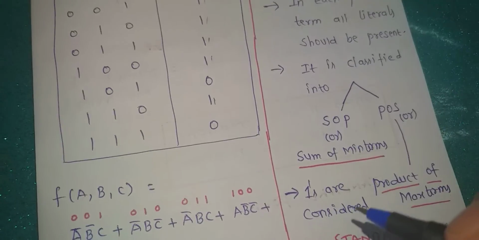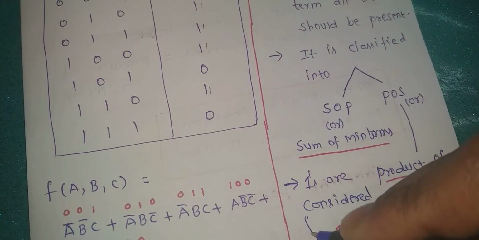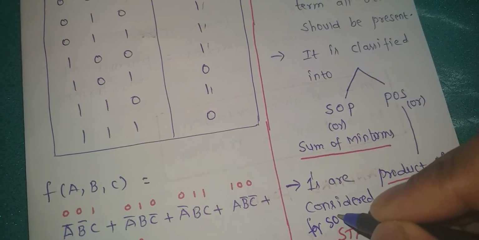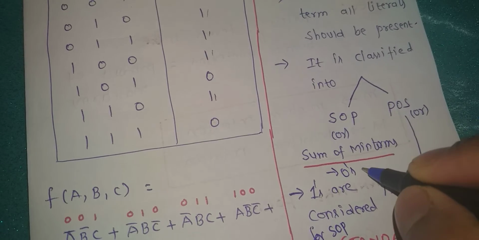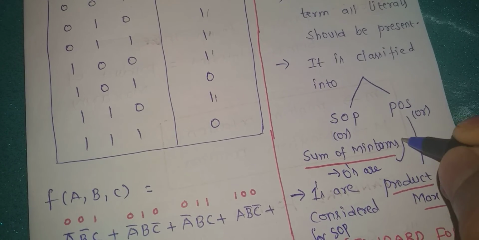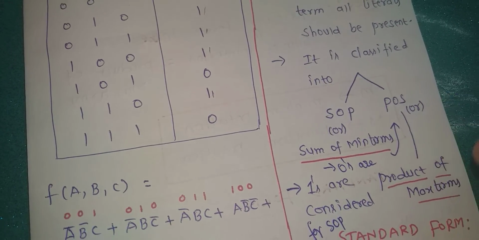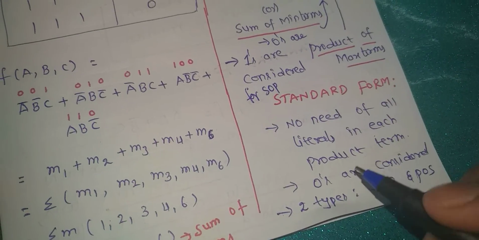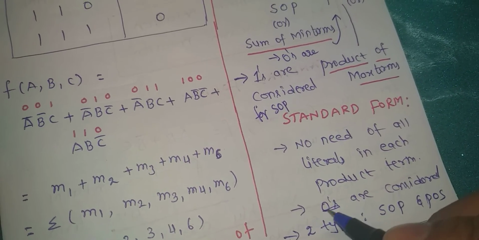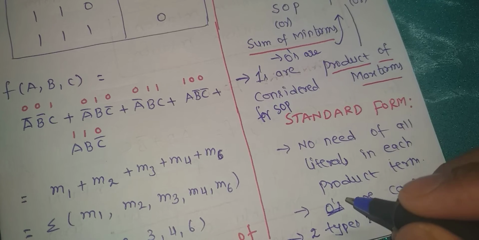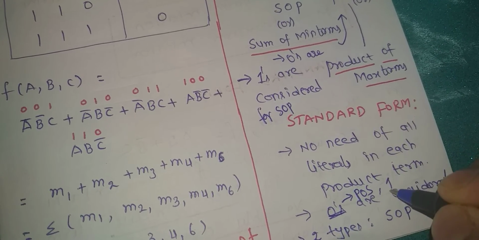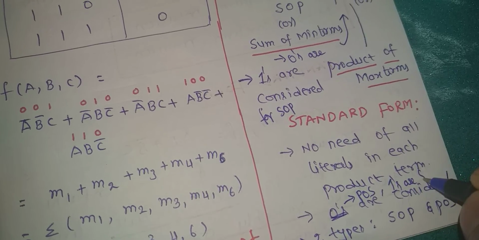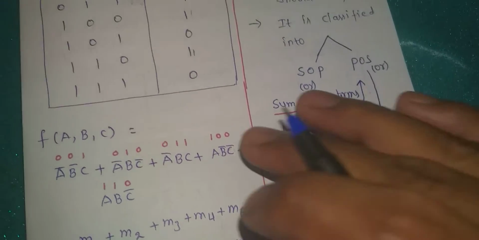Very important point: ones are considered for SOP, zeros are considered for POS. Similarly, in standard form, zeros are considered for POS and ones are considered for SOP. That is a very important point.